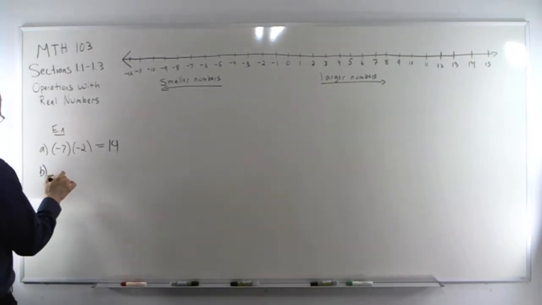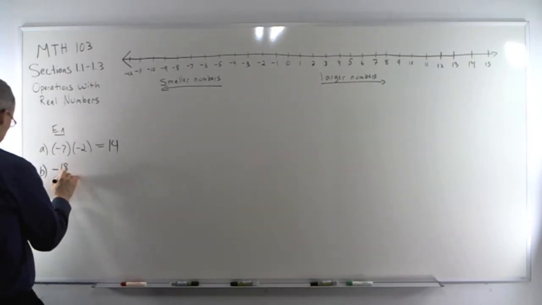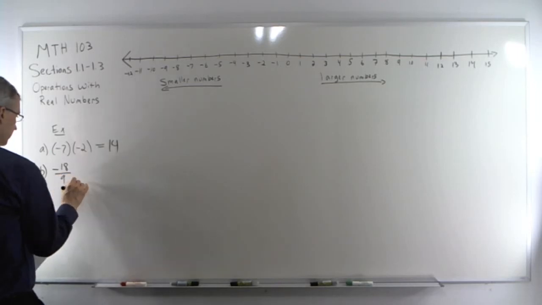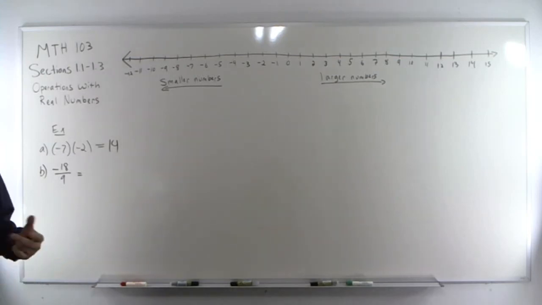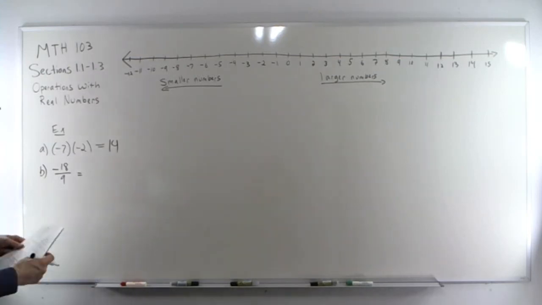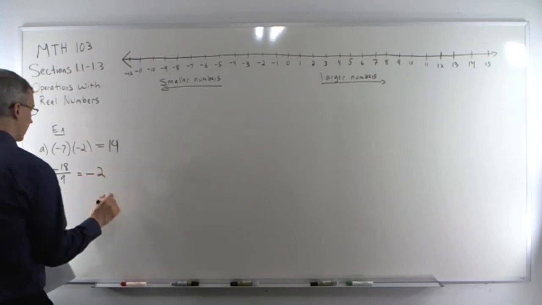For B, we have negative 18 divided by 9. So in this case, we're dividing two numbers with opposite signs, so that means the result is going to be negative. So that is negative 2.